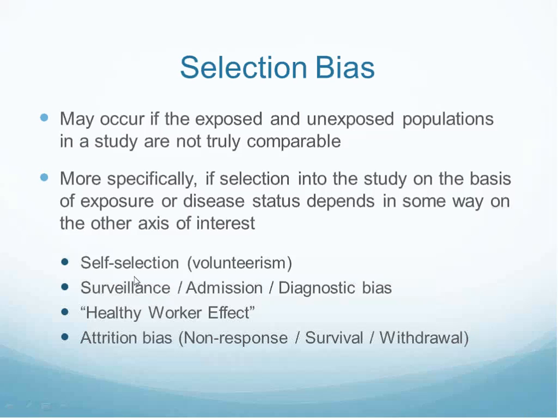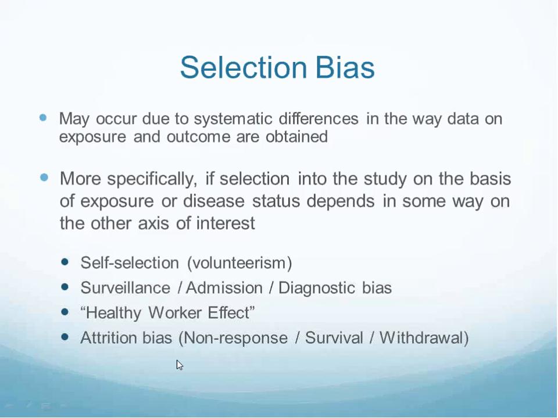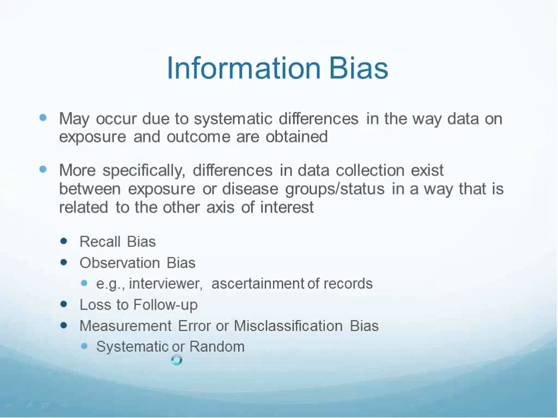So just by being in the workforce, that automatically means they're lower risk for certain things. And then attrition bias, you get a lot of loss to follow-up that can result in later on selection bias. Information bias, again, this is where information is gathered in a way that's not consistent, but also that's related to both the exposure and the outcome.